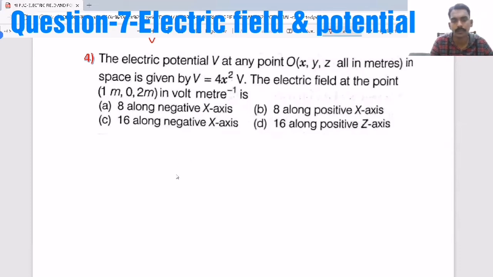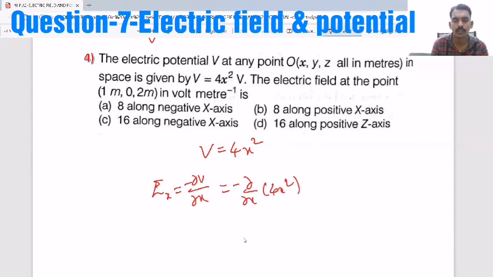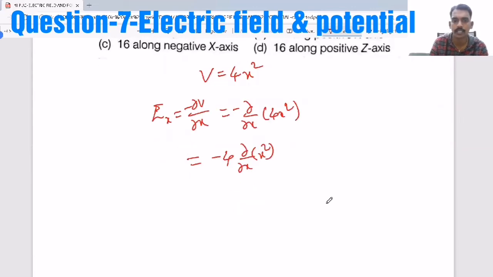So when the potential is given, first look at the equation of potential. Here, the potential is only in terms of x. So no problem. First you take Ex. Ex is minus dou V by dou x, that is minus dou by dou x of 4x square. 4 is constant, so it is dou by dou x of x square, just like d by dx of x square. Then it will become minus 4 into 2x, equal to minus 8x.